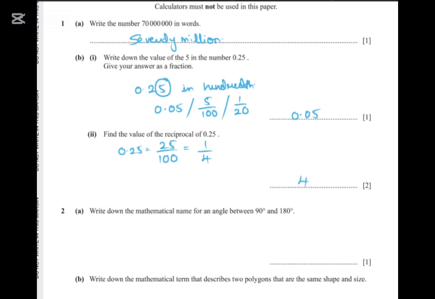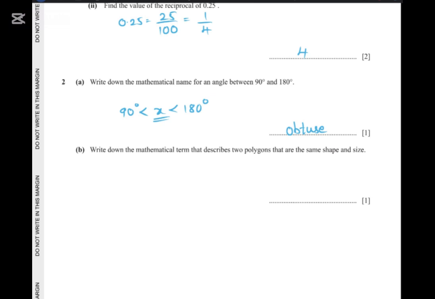Question number 2. Write down the mathematical name of the angle between 90 degrees and 180 degrees. The angle which is more than 90 degrees and less than 180 degrees will be an obtuse angle. Question B. Write down the mathematical term that describes two polygons that are the same shape and size. Any two polygons which have the same shape and size are said to be congruent.